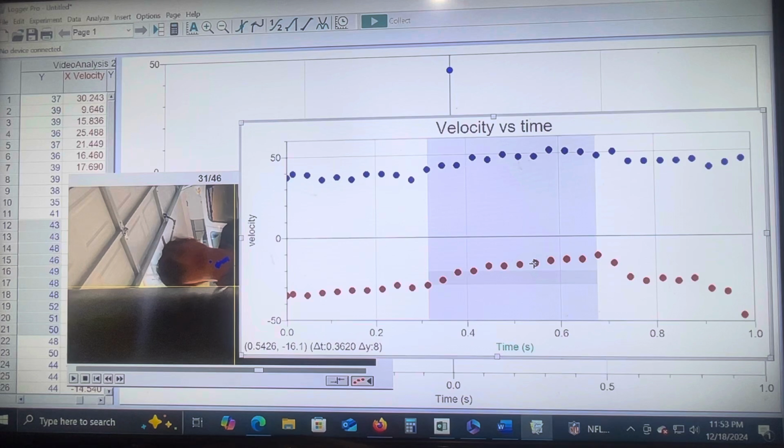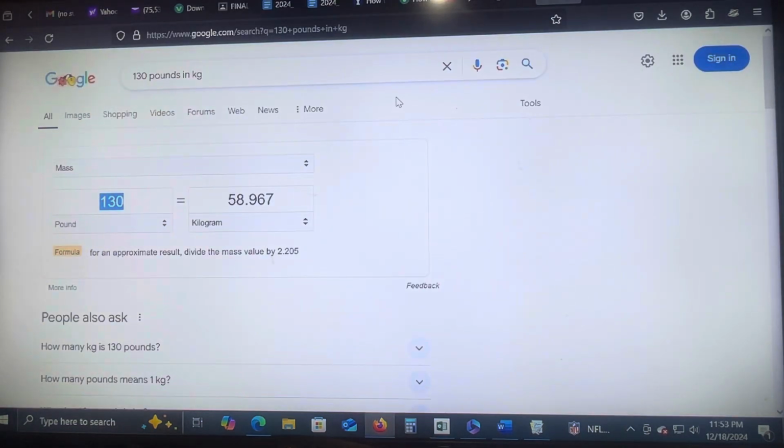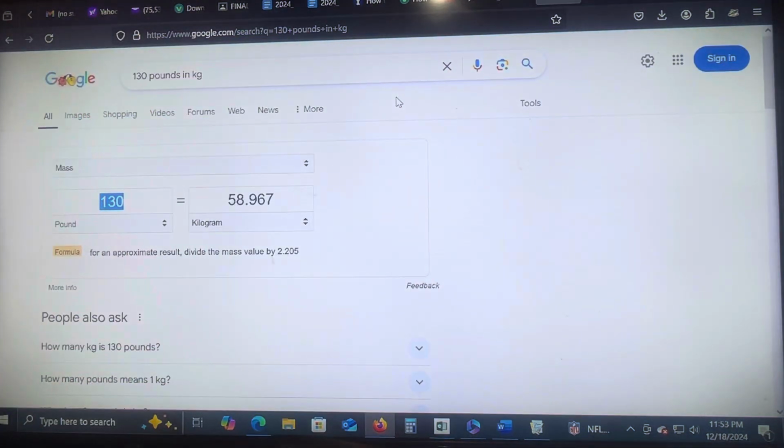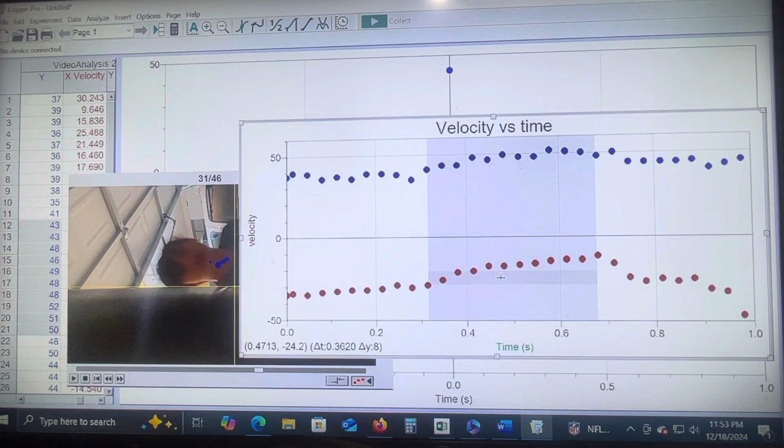And then you can solve momentum by implementing the mass of me, because we're trying to find the momentum of me, since the punching bag doesn't really move at all. So if we were trying to find that, the mass of me was, if we go look back, 58.967 kilograms times meters per second would be the momentum. You can also find a position if I put it into a different graph as well.